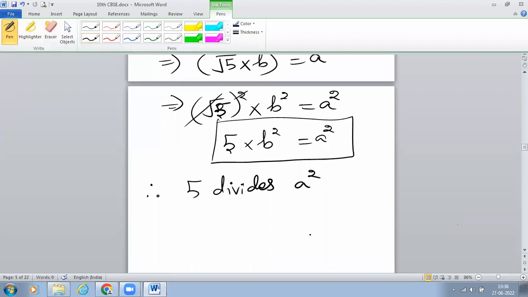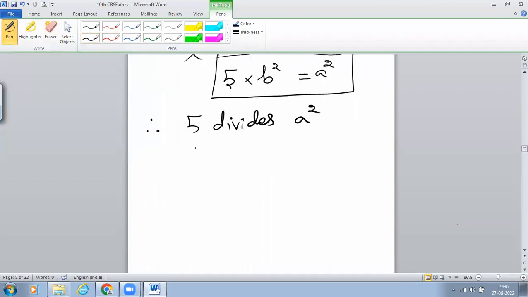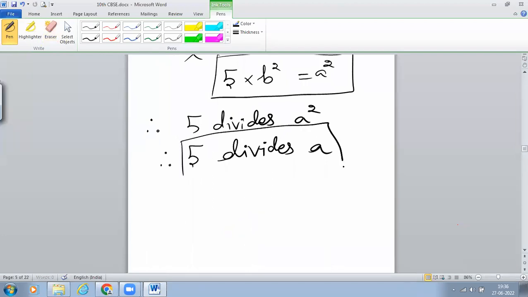Since 5 divides a square, listen, ma'am. Since 5 divides a square, 5 also divides a. Therefore, I'll write it: therefore, 5 divides a. This is because of a property, that is the theorem. 5 divides a. I'll tell you what theorem it is. It is given in your book. I don't know which page number it is there, but in my textbook, it is page number 12.